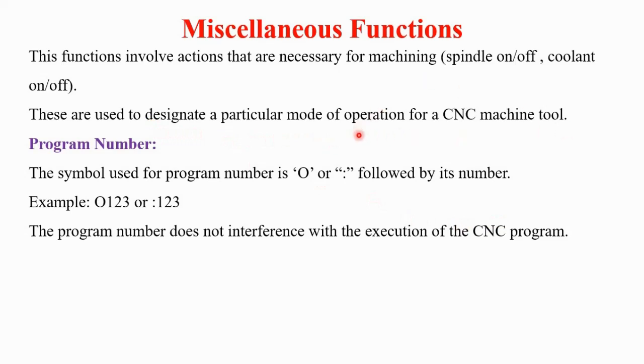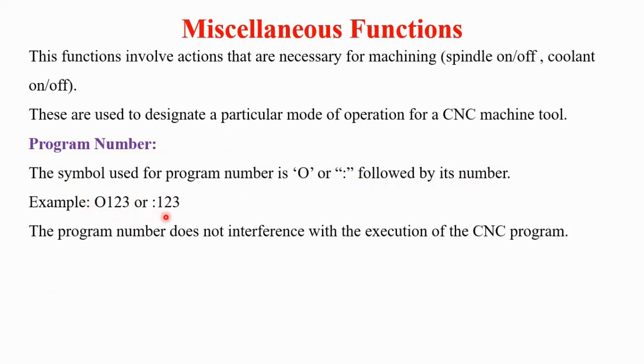Okay, these M codes or miscellaneous function codes are used to designate a particular mode of operation of the CNC machine tool. Then the program number. The symbol used for the program number is O, or sometimes another symbol, followed by its number. For example, here we can say O123 is the program number.